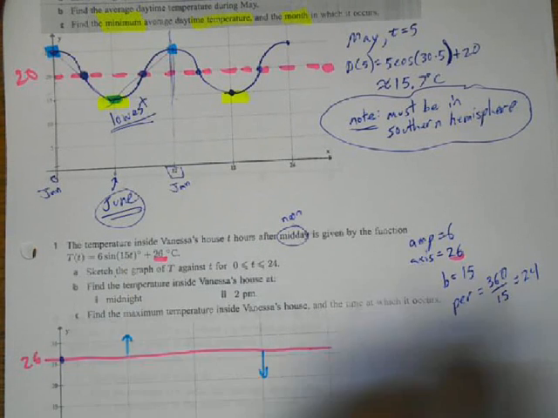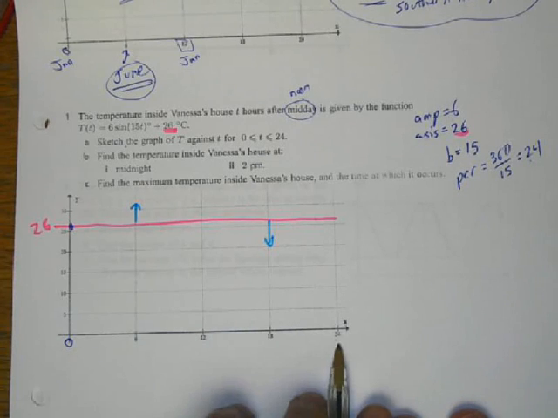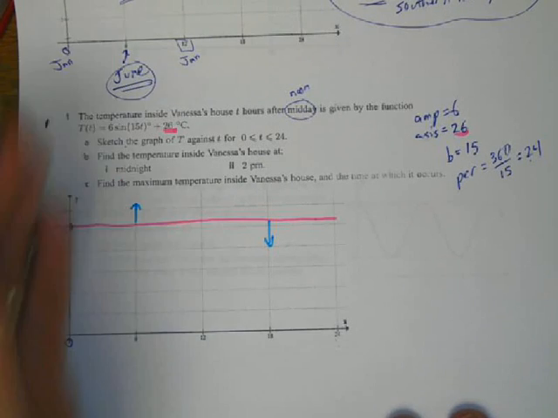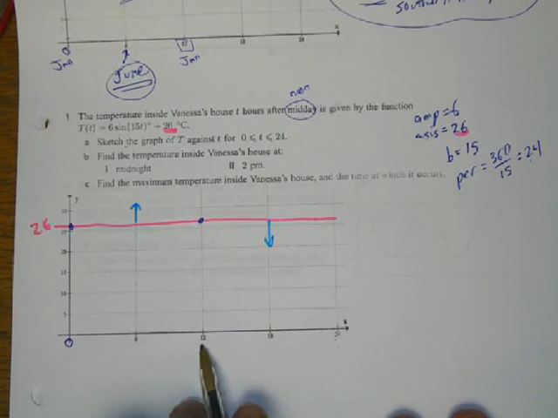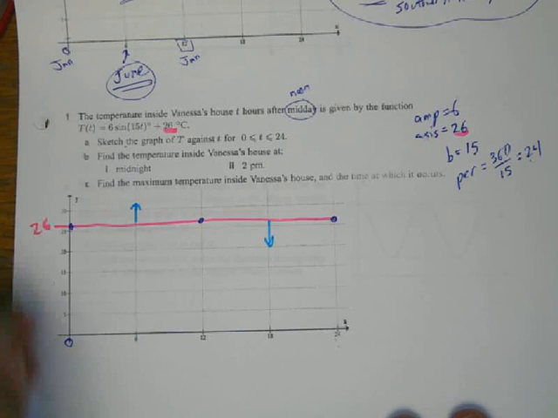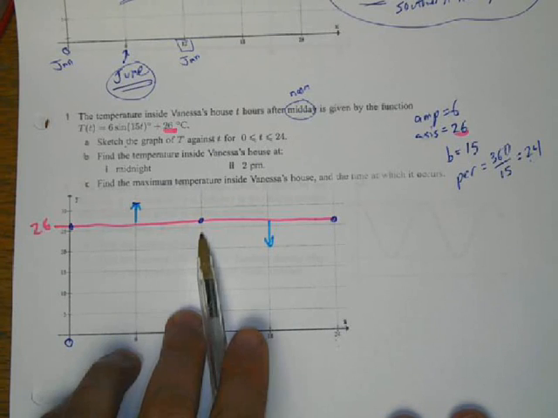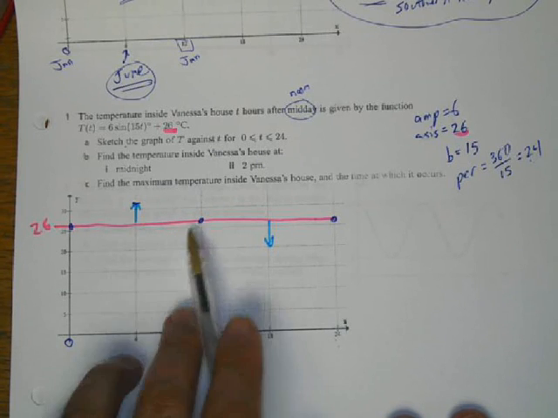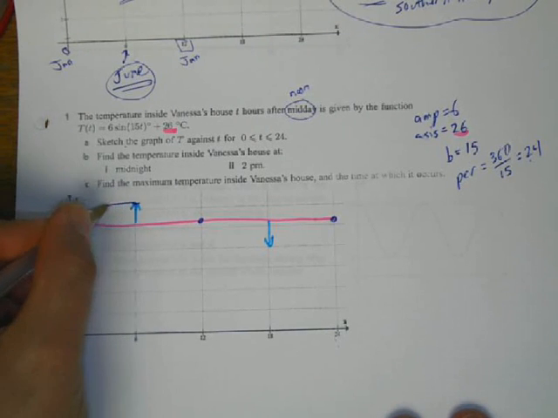And the period is 24. So that means from 0 all the way to 24. From 0 to 24, it does the full cycle. So if we start at 0, we're going to be halfway at 12, and we end up here at 24. My maximum happens halfway between 0 to 12. My minimum happens halfway between 12 to 18. And so now I can draw my wave.